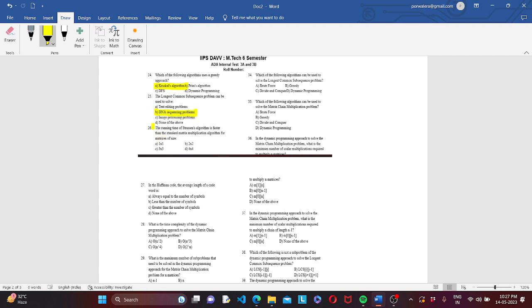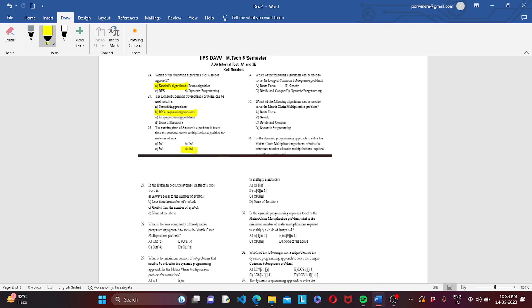Now question number 26, the running time of Strassen's algorithm is faster than the standard matrix multiplication algorithm for matrices of size. The answer for 26 would be 4 by 4. It can be used to solve problems of matrices of size 4 by 4.